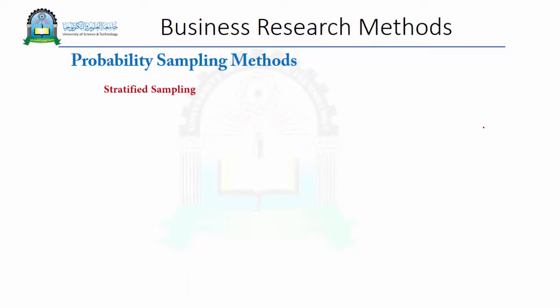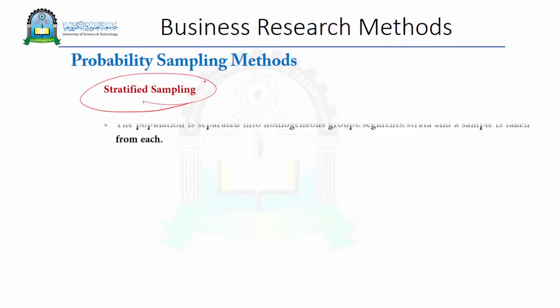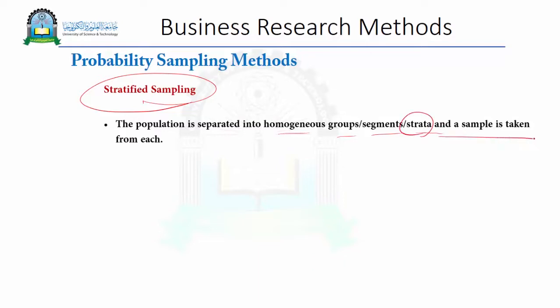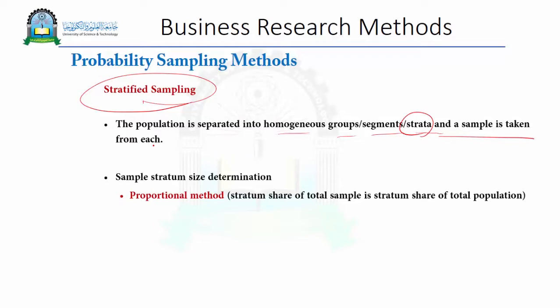The fourth technique of probability sampling is what we call stratified sampling. This is one of the best techniques of drawing a sample. In this technique, the population is separated into homogeneous groups or segments, called strata, and the sample is taken from each. So the sample stratum size determination, proportional method, is going to be divided according to the proportion or the percentage.